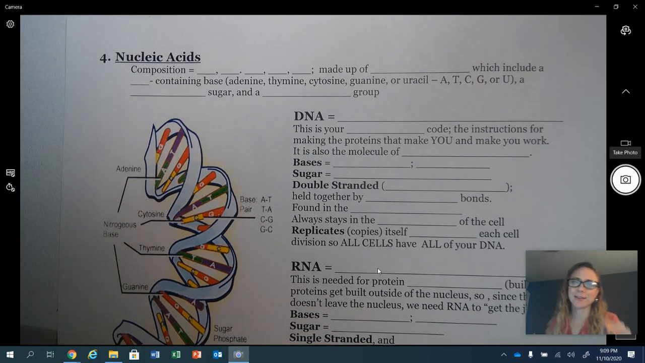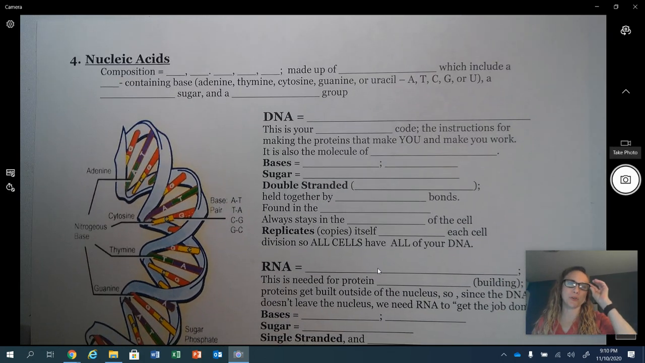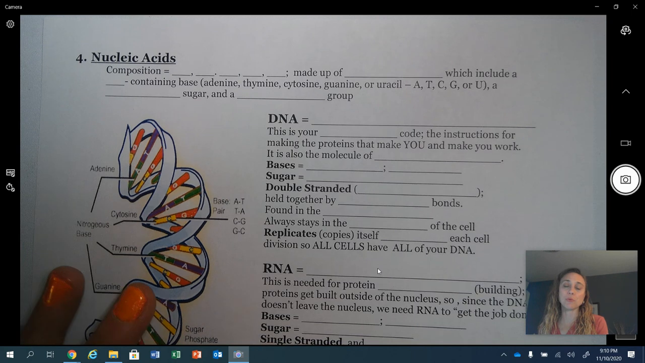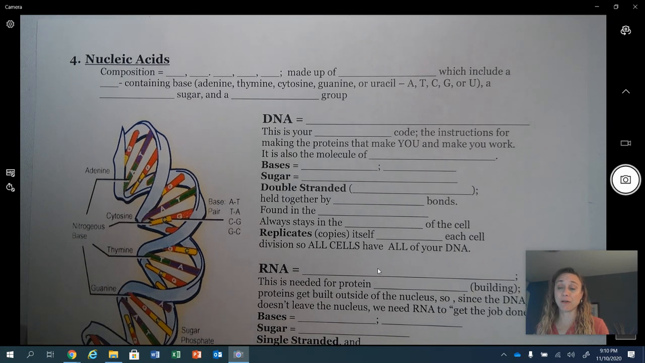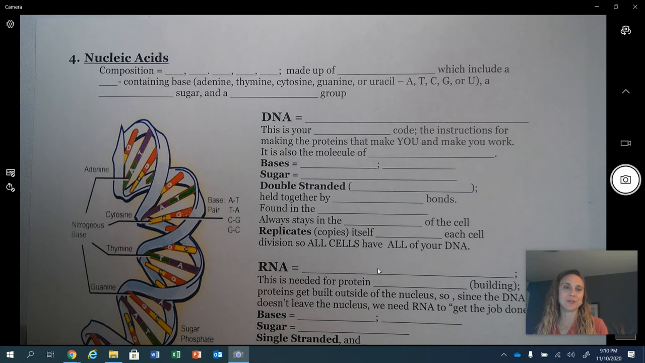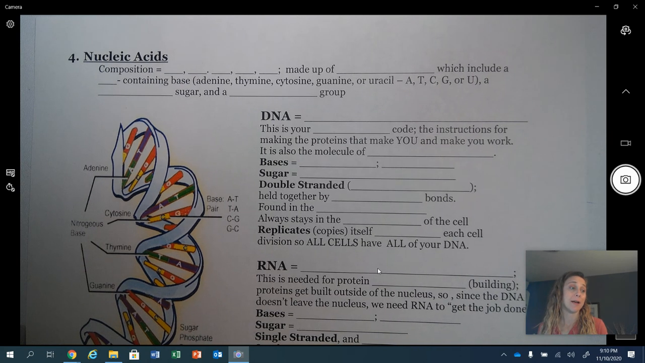All right, welcome back. Today we're going to just finish up the nucleic acids. We already did the other three organic molecules of the body. We did carbohydrates, we did lipids, which are fats, and we did protein. But the fourth type of organic molecule in your body are nucleic acids. And just like proteins and carbohydrates, they have monomers, they have long carbon chains.